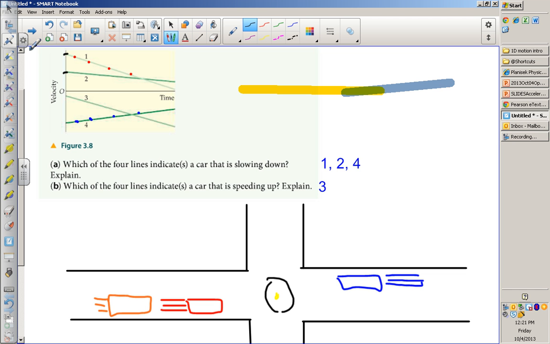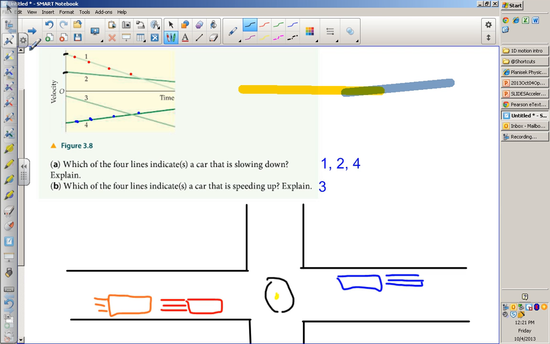Also, we can tell that from this graph by what? The slope on this graph tells us the acceleration. Okay? 1 has a big negative acceleration because it slows down really quickly. 2 has a negative acceleration, but it's not quite as great because he doesn't have to slow down as much and he has more time to slow down. Therefore, not as big of a change is required.